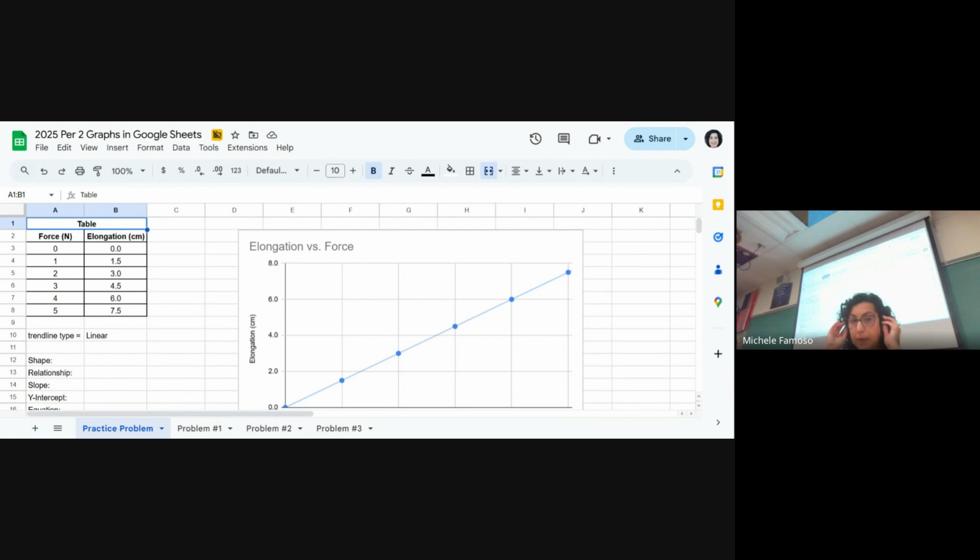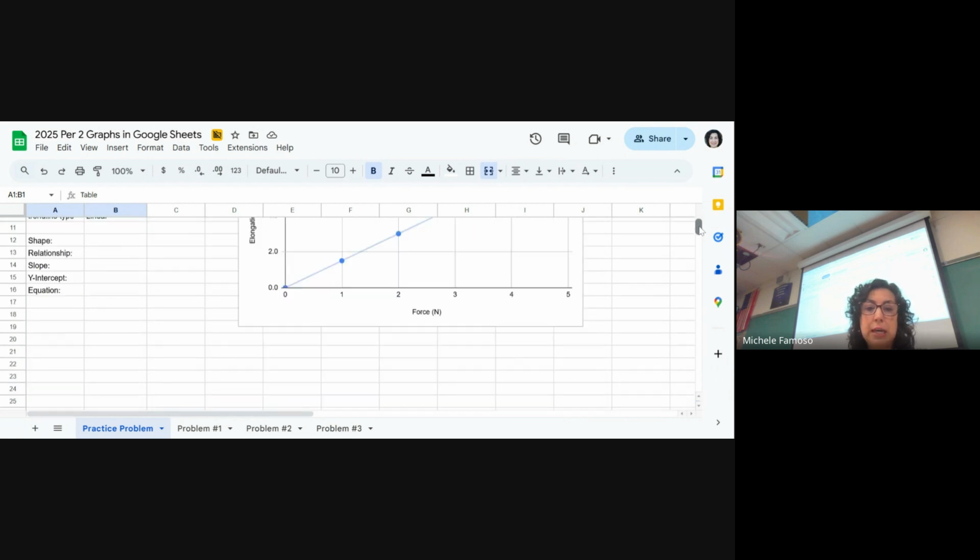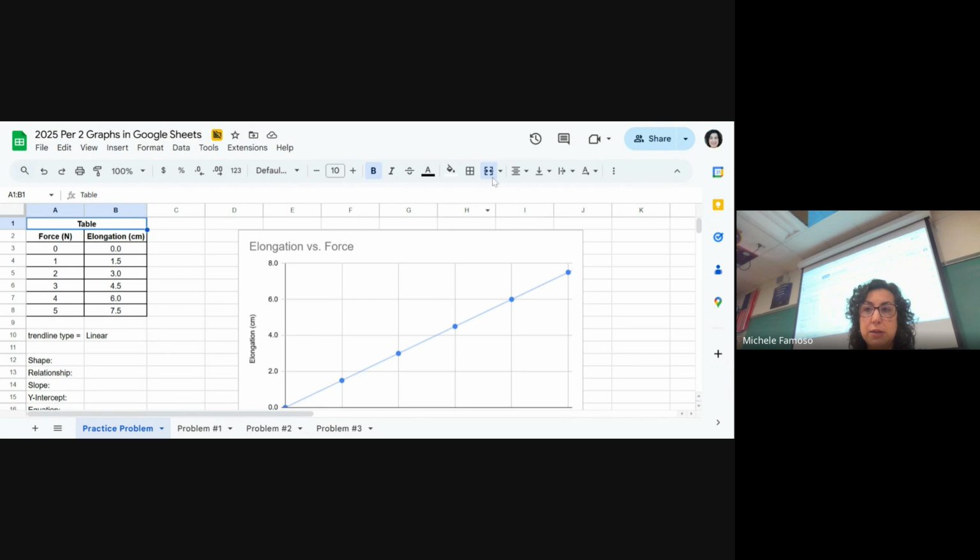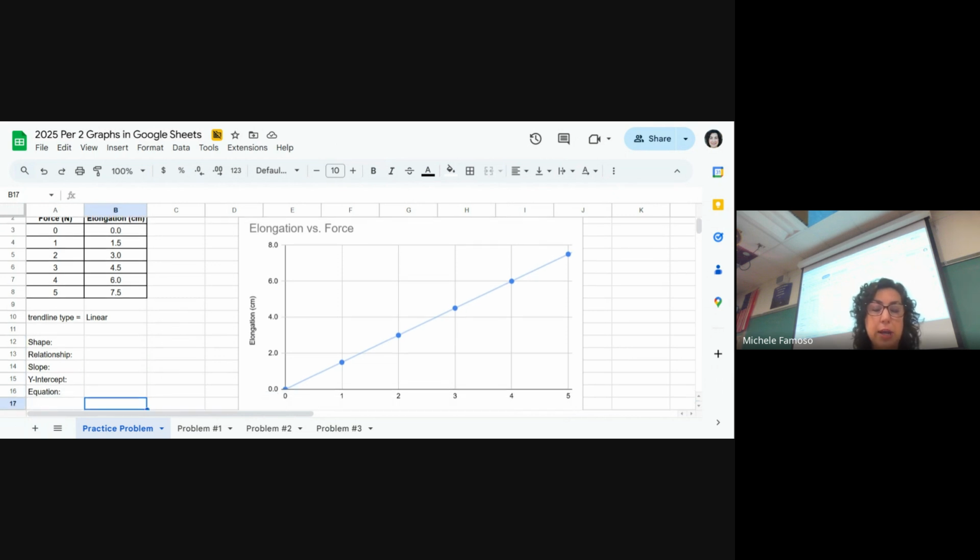Okay, everybody has it? Here's what we have to do with each of these. Do you see on the left side of the sheet, starting in cell B12, we're looking at the practice problem, that we have to answer some questions for this graph. It asks you for the shape, the relationship, the slope of the graph, the y-intercept, and the equation for that. So here's what we're going to do.